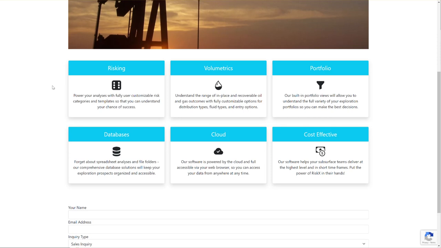So GeoRiskX helps in two ways. First of all, we have defined risk categories that you can set up, and you can use this to make sure that everyone is using the same risk categories. We also have built-in risking frameworks, so you can use those to help instill some rigidity in the process to make sure that you have an apples to apples comparison across all of your prospects.